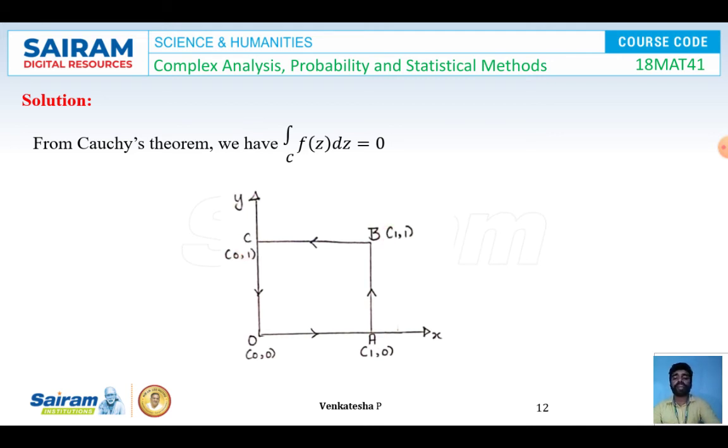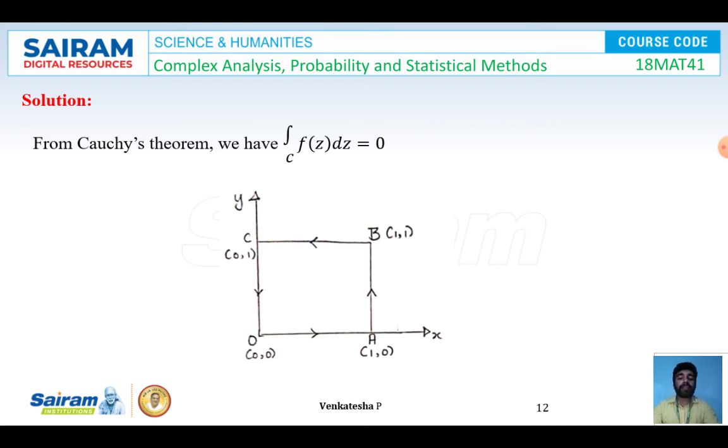Calling this point O, this point A, this point B and this point C, and joining all these points OA, AB, BC and CO. Now I am assuming that the curve C is moving from O to A, A to B, B to C and C to O. In the region O to A, the common coordinate is y equal to 0. It implies dy will be equal to 0. The limit for x will be 0 to 1.